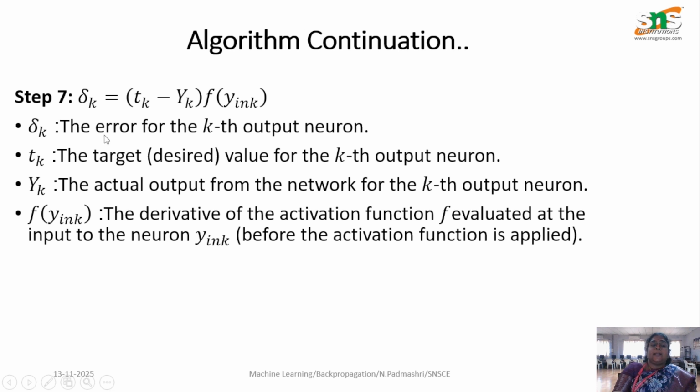Delta k, see the error. If there is any change in the error, we mention it as delta. The error of the kth output neuron, where tk is the target value minus yk, the actual value. When you subtract the actual output from the target value, we will come to know the error value, so that based on the error we can adjust the weights of the input nodes.